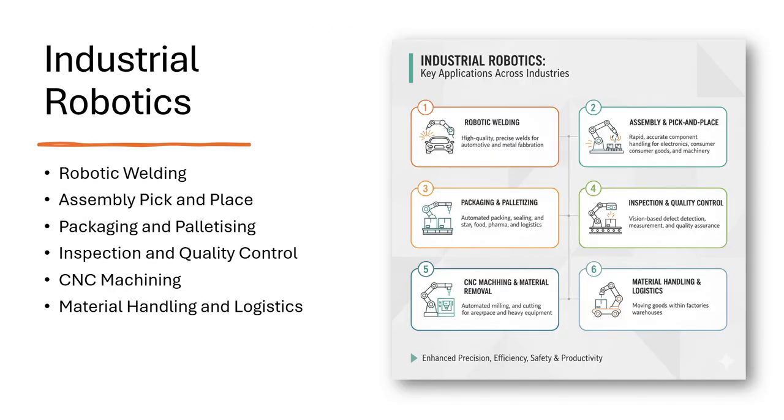Industrial robots are widely used in Industry 4.0 to carry out dull, difficult, and dangerous operations known as the 3Ds of automation. Industrial robots are commonly used for robotic welding, assembly line pick and place, packaging and palletizing, inspection and quality control, CNC machining, and material handling and logistics.